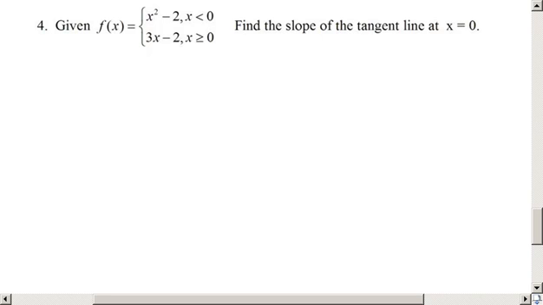Alright, this will be the last exercise for today. Here we have a piecewise function. We want to find the slope of the tangent line at x equals 0.